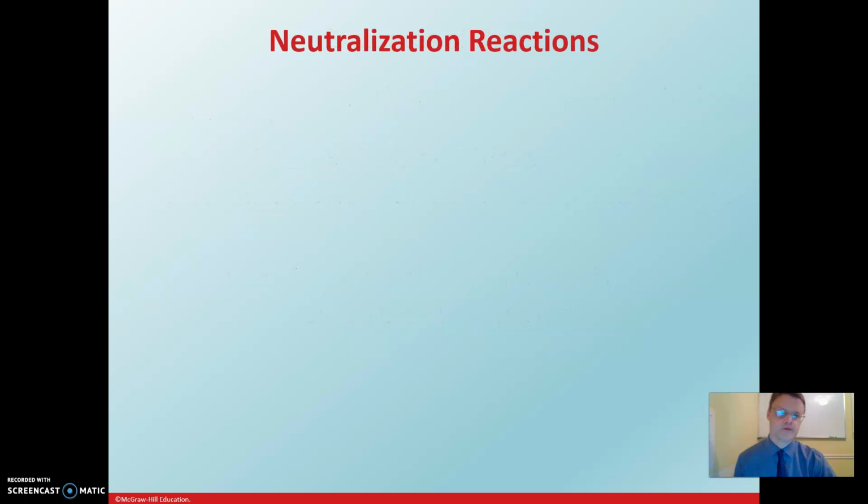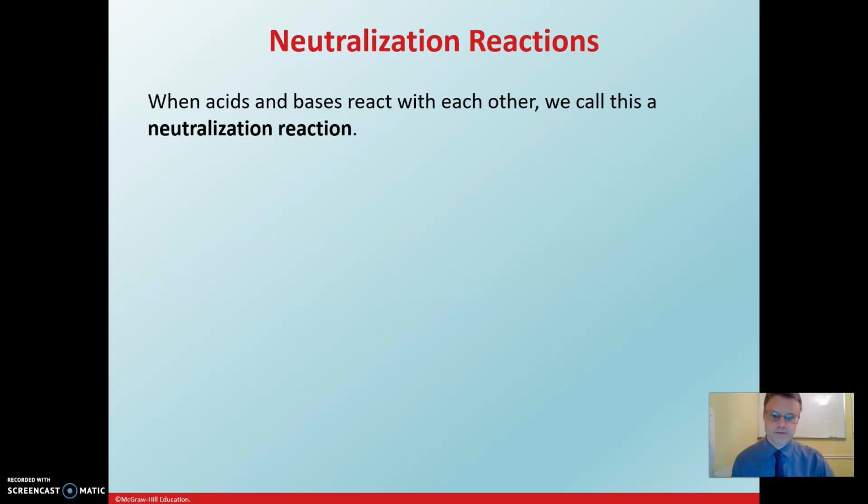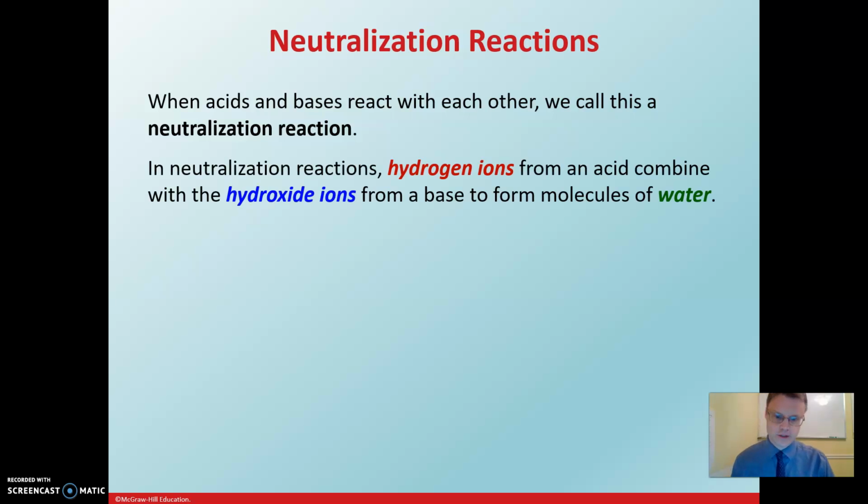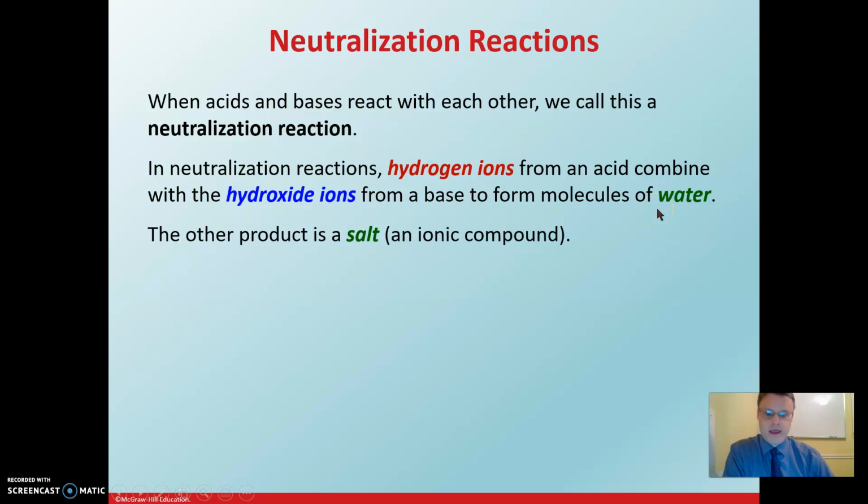Now, we've defined acids and we've defined bases, but we can also talk about how they will neutralize each other or react with each other, and we can give a chemical equation for that reaction. When they react with each other, we call that a neutralization reaction. In a neutralization reaction, hydrogen ions from the acid combine with hydroxide ions from the base to form water. And we also form what's called a salt, which is an ionic compound.